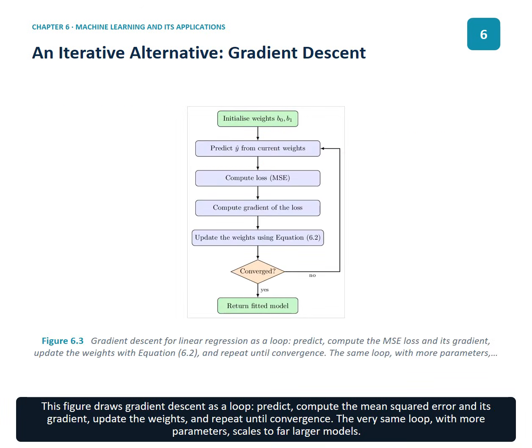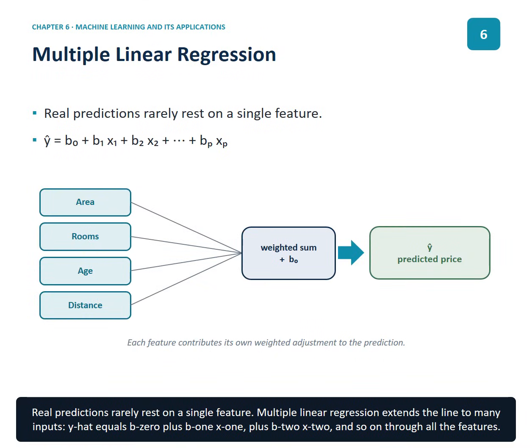This figure draws gradient descent as a loop. Predict, compute the mean squared error and its gradient, update the weights, and repeat until convergence. The very same loop, with more parameters, scales to far larger models. Real predictions rarely rest on a single feature. Multiple linear regression extends the line to many inputs.